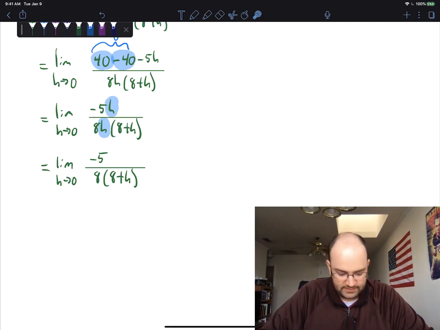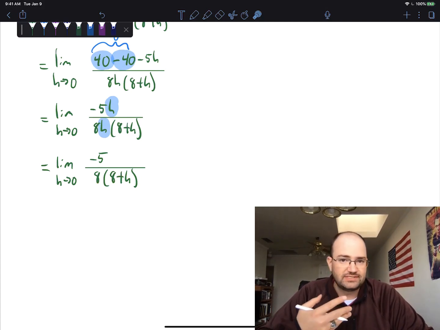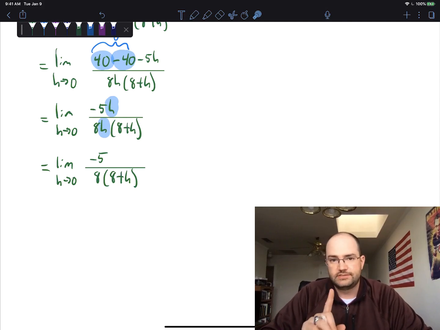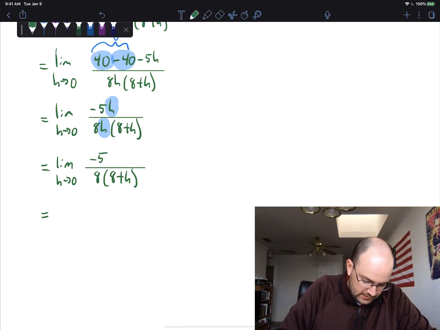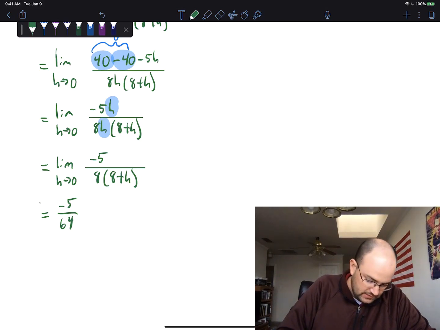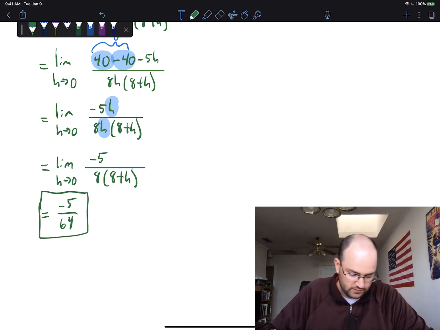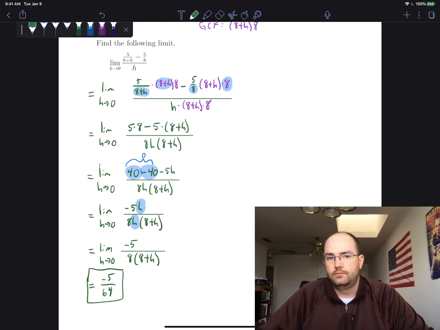There's nothing wrong with that, because now if I plug 0 in for h into this function, 8 plus 0 is 8, and 8 times 8 is 64. So that denominator is just 64. It is no longer 0, which is a very important thing for us to have. So this is simply negative 5 over 64. And then simplify that if you can. In this case, you cannot. So therefore, negative 5 over 64 is what this will become.